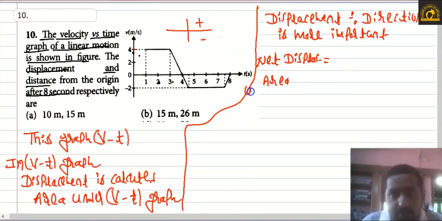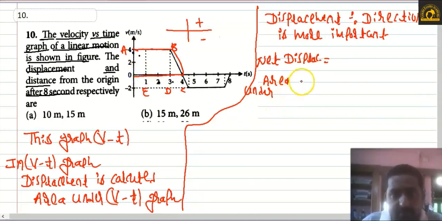Area under the first one, this is a trapezoid. Which one is the trapezoid? That is A, B, C, D, E, this one, the total area. So how do we find the area of this trapezium?